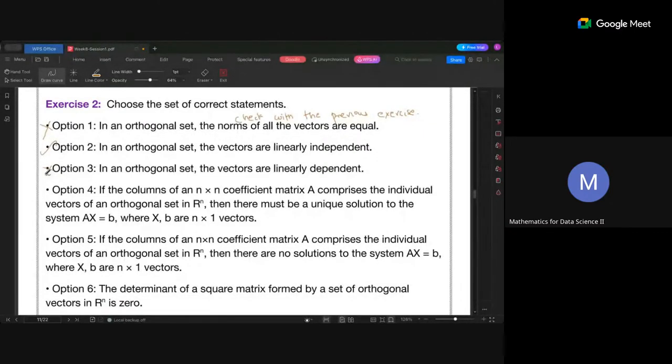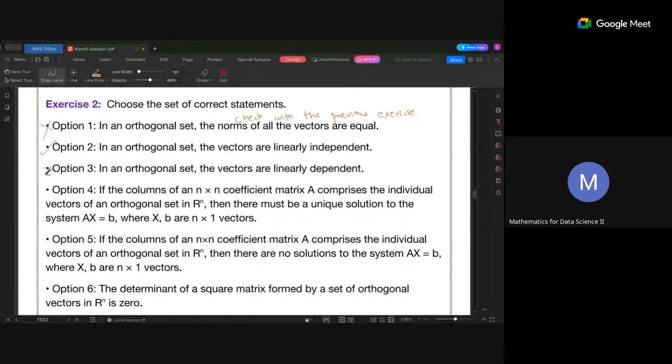If the columns of an n by n coefficient matrix A comprise the individual vectors of an orthogonal set in Rn, then there must be a unique solution to the system Ax equals B. What is your idea about this? When will a system Ax equals B have a unique solution? What are the properties of A in that case? Ma'am, whenever the vectors are linearly independent. Yes, you are almost correct. You have n by n, so either the rows or columns of the matrix should be linearly independent. In that case, you know that the system will have a unique solution, right? Yes, ma'am.